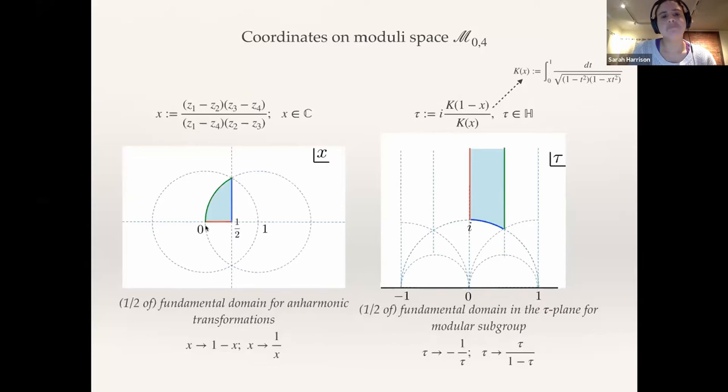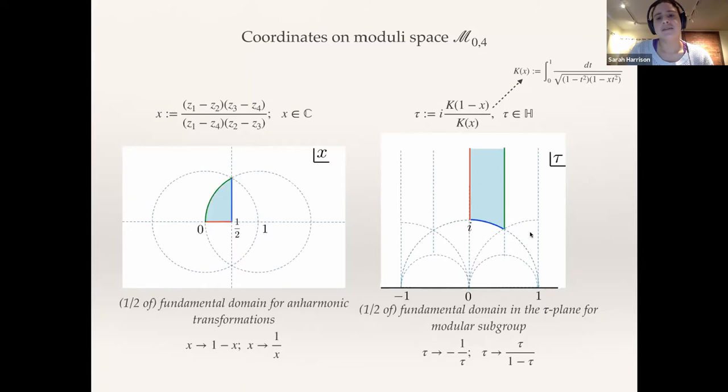But I'm plotting half the fundamental domain because it turns out that we're going to solve Laplace's equation on only half the fundamental domain, using the fact that there's a symmetry about this red line of the moduli space. And it turns out we'll also find it convenient to use a different coordinate, tau, which we can define in terms of the cross ratio coordinate as i times this ratio of elliptic integrals of x. So now tau takes values in the upper half plane.